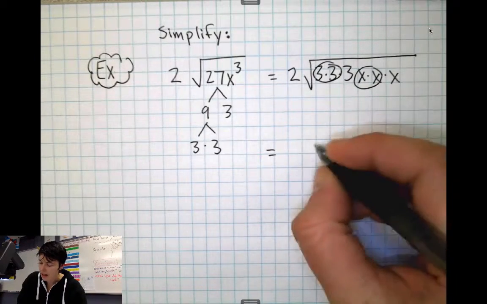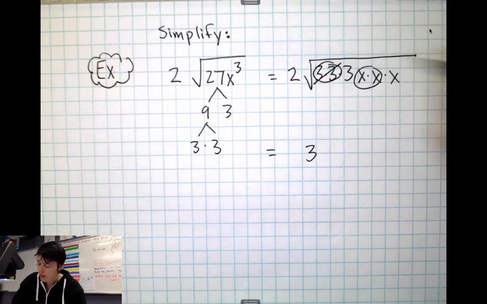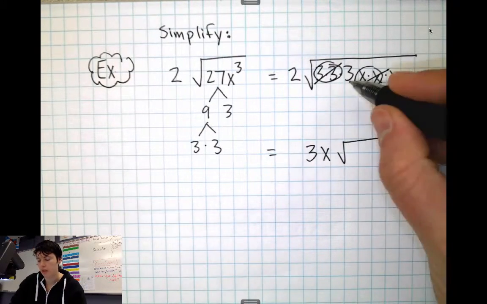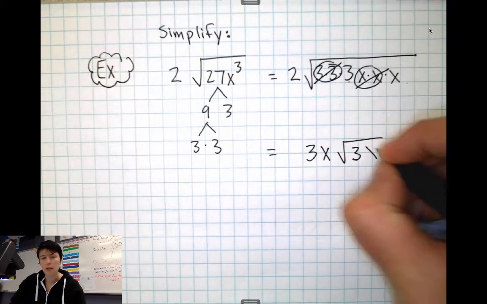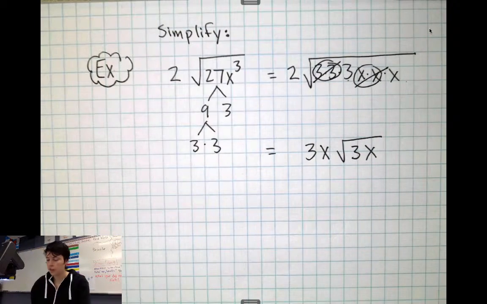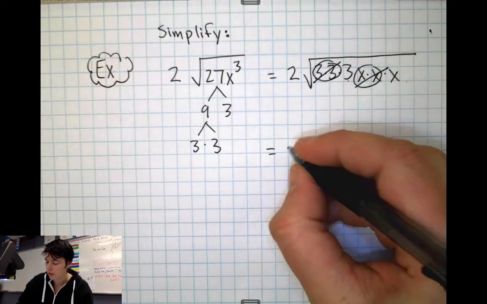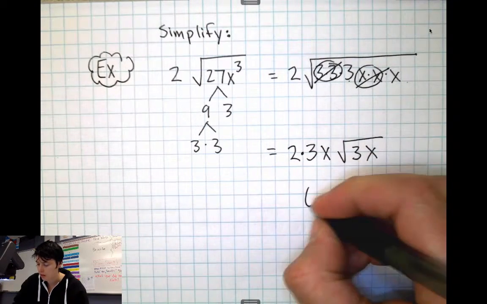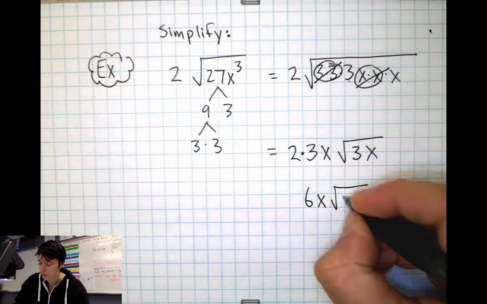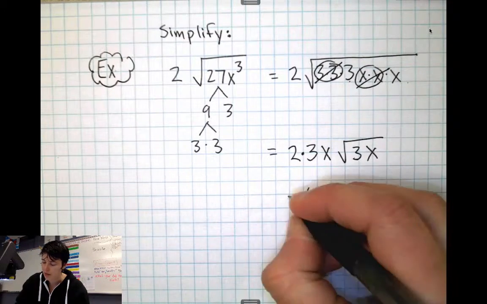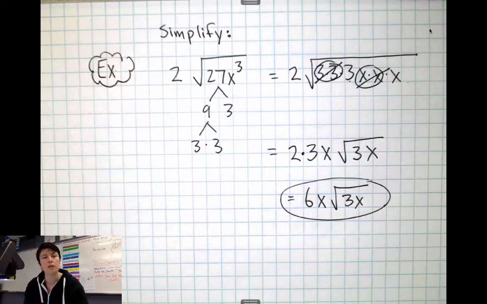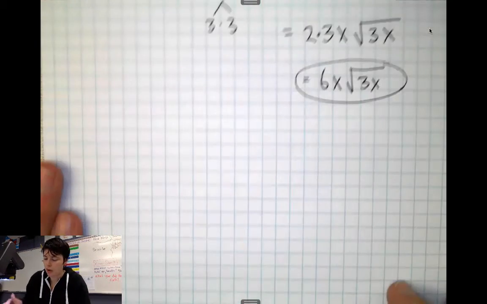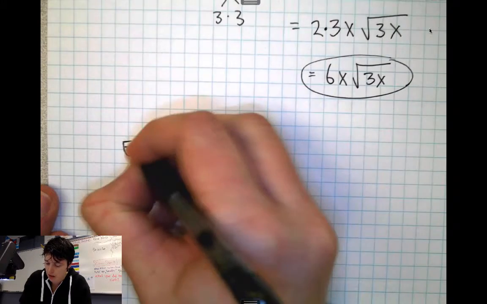And so I have a 3 here that can come out. I have x that can come out. But I'm still left on the inside with a 3 and an x. But then after doing all that work, don't forget there was also a 2 on the outside. So this is all times 2. So I just have to remember 2 times 3 is 6. So this is a 6x radical 3x. And now I've simplified my answer. 6x radical 3x. So again, I'm going to give you one. And you pause the video and try and see if you can do this.